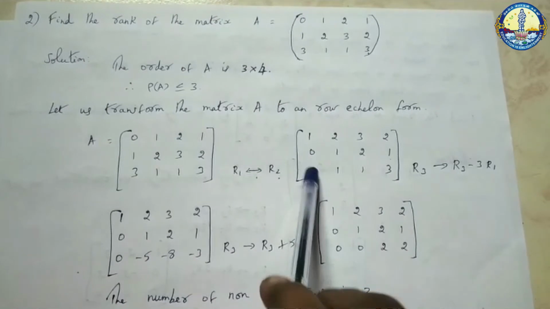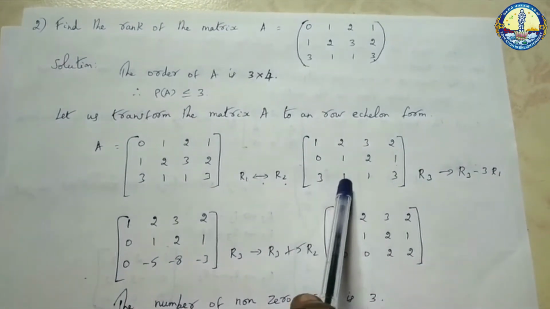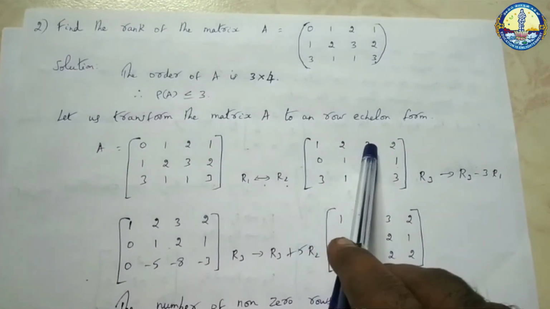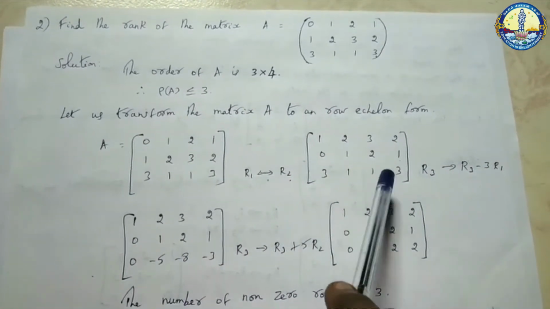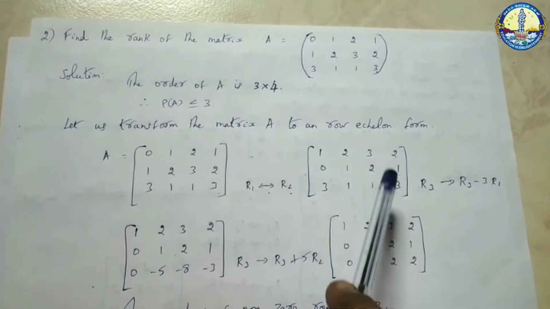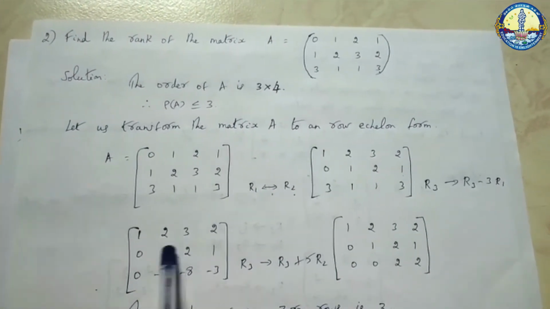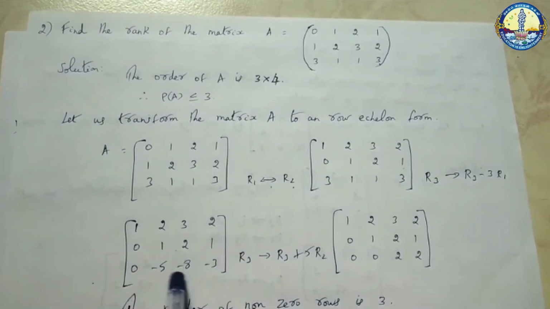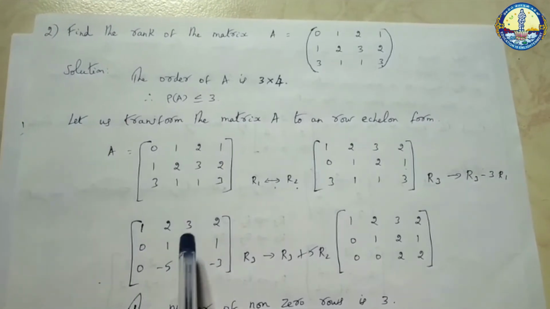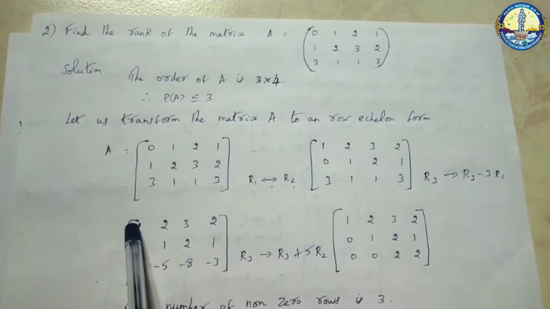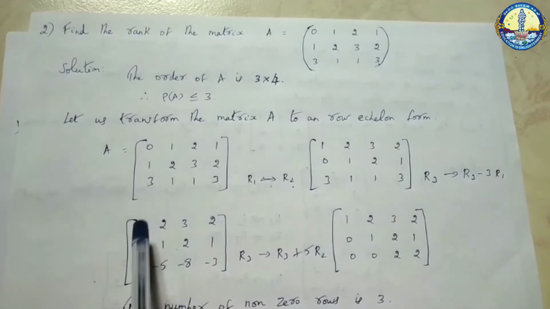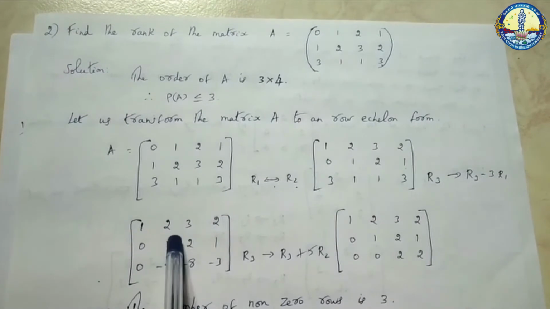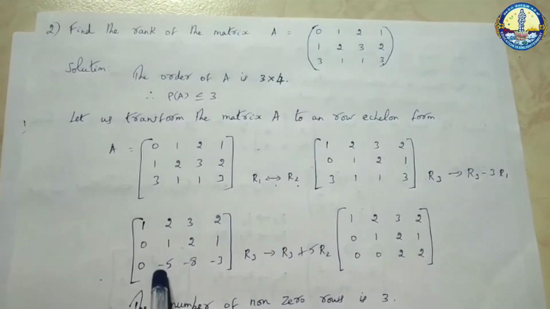Okay, so 3 minus 3 is 0. 1 minus 2 threes are 6, so 1 minus 6 is minus 5. 1 minus 3 threes are 9, so 1 minus 9 is minus 8. 3 minus 2 threes are 6, so 3 minus 6 is minus 3. So we get this matrix. Now we have to make this element 0, below the first non-zero element in the first row. We make the two elements below it 0, and this is the first non-zero element in the second row, so we have to make the element below it 0.